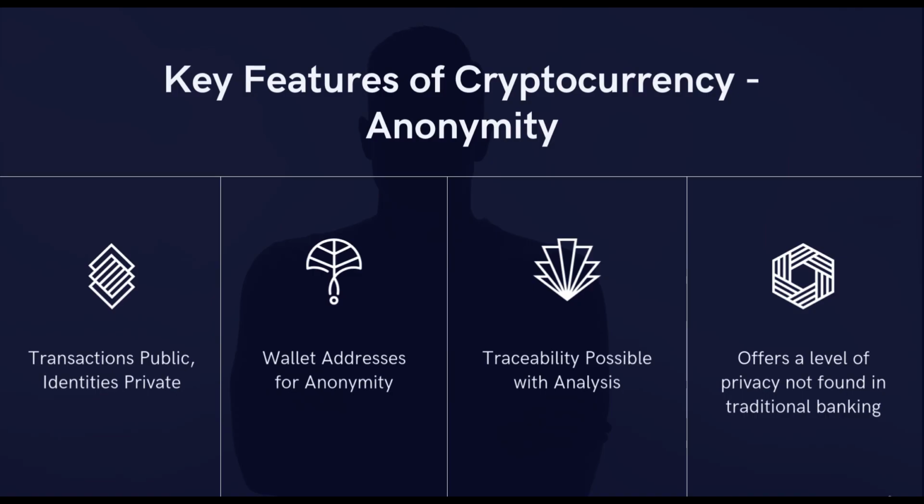You interact using wallet addresses, which are essentially long strings of letters and numbers. This pseudo anonymity means your real world identity isn't directly linked to your transactions. Although, with enough data, some transactions can still be traced. So, for example, if you have a Bitcoin wallet and you're making transactions, odds are it's very hard to trace exactly who you're making these transactions to.